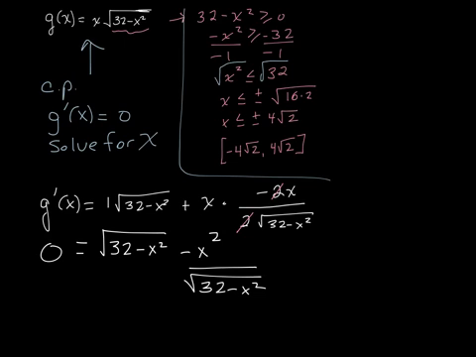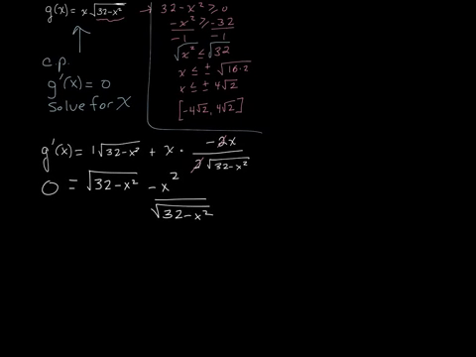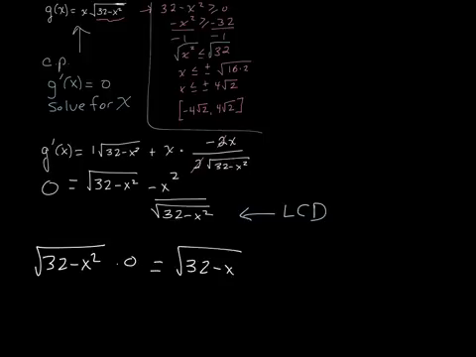Now this is what I'm setting equal to 0, and I'm solving for x. First thing I would probably do is get rid of the horrible fractions. In other words, I'd make one fraction. So I'm going to multiply every single term by the least common denominator, which is that whole square root thing. So I'm going to have the square root of 32 minus x squared times 0. This is this square root that's already there, times my least common denominator.